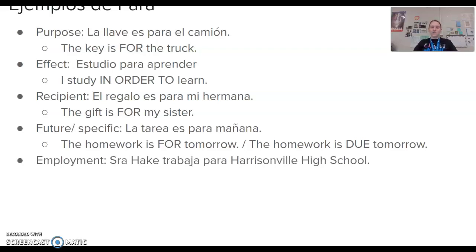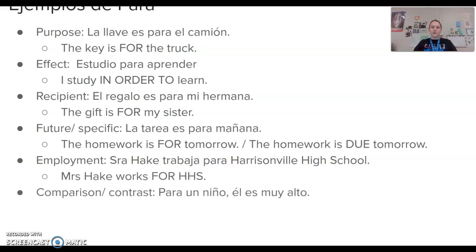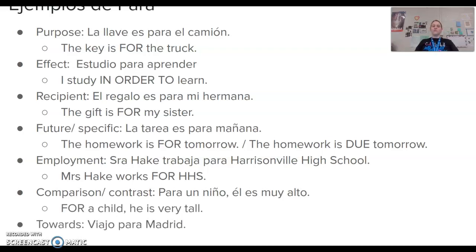Employment is when you're, hey, trabaja para Harrisonville High School. He works for HHS. Comparison or contrast. Para un niño, él es muy alto. For a child, he's really tall. So maybe you have like a giant child, and you're like, man, he's really tall for his age. Or like, he's really immature for his age. Okay? Or towards. Viajo para Madrid. I'm traveling towards Madrid. Madrid is my final destination.